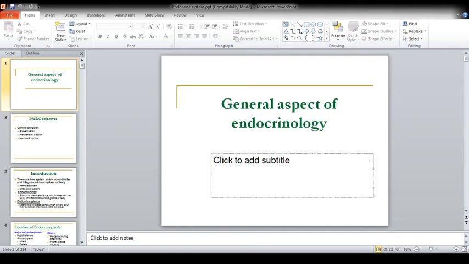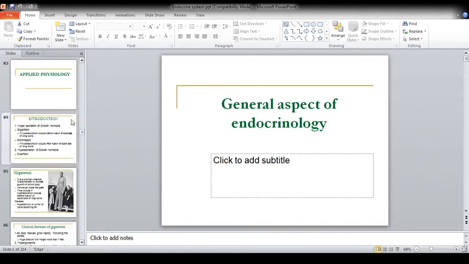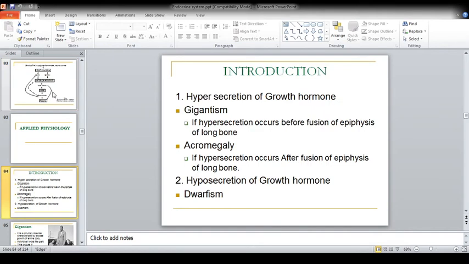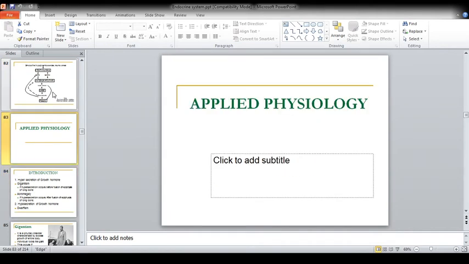Assalamu alaikum. So we'll continue our lecture series of the endocrinology, and we're going to study the applied physiology of growth hormone.